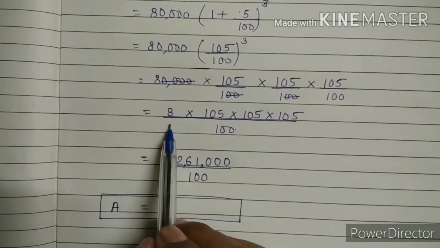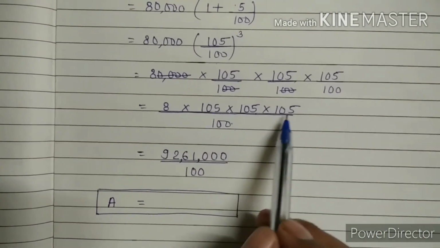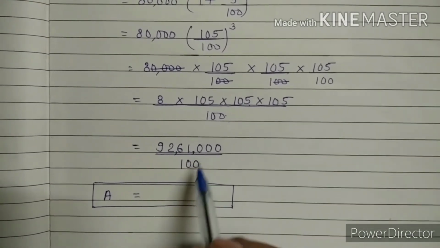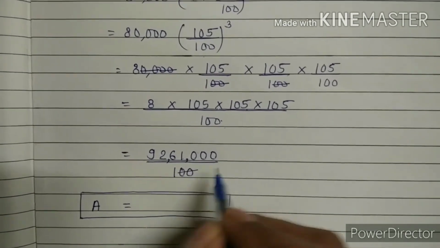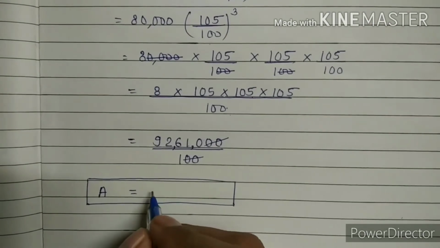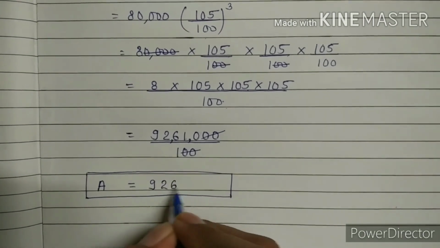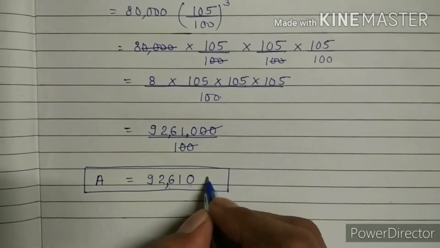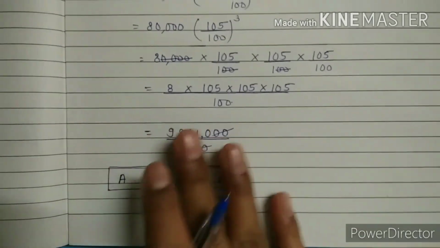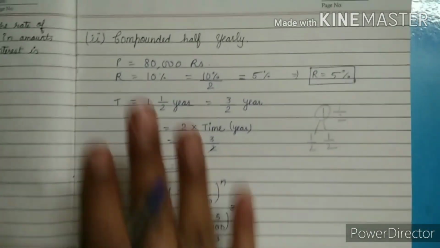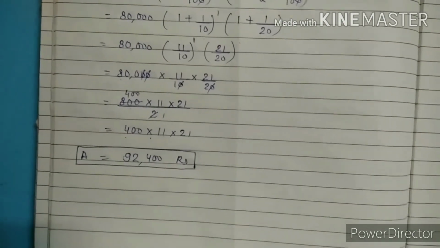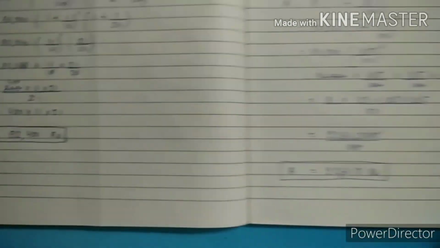So when we multiply 8, 105, 105, 105 to each other, we will get 92,61,000 and it will divide by 100. So 00 to 00 we will cut and we have 92,610. It means 92,610 rupees when our rate of interest is compounded half yearly. But when rate of interest is compounded annually, at that time our amount will become 92,400 rupees. So now we will meet in the next video.